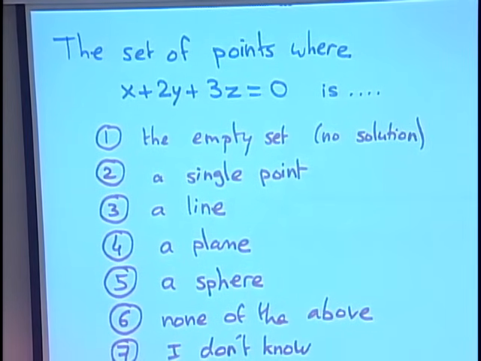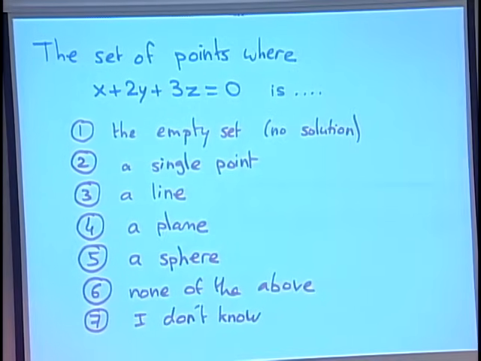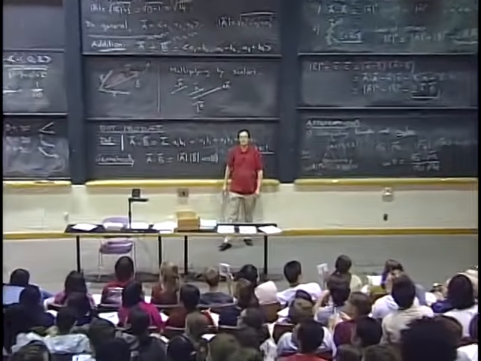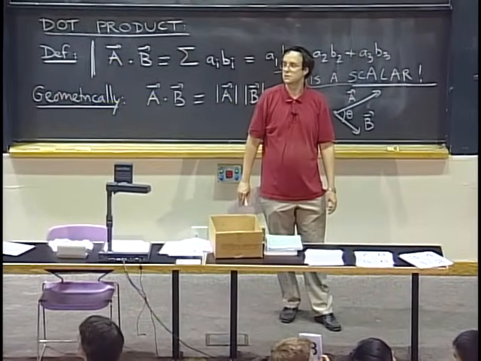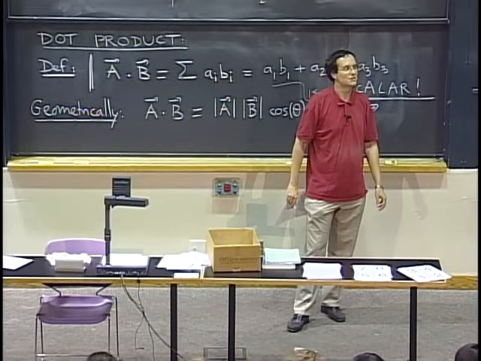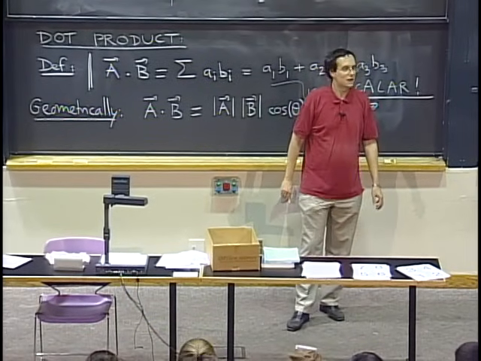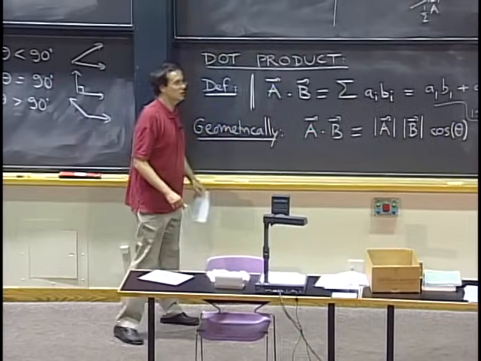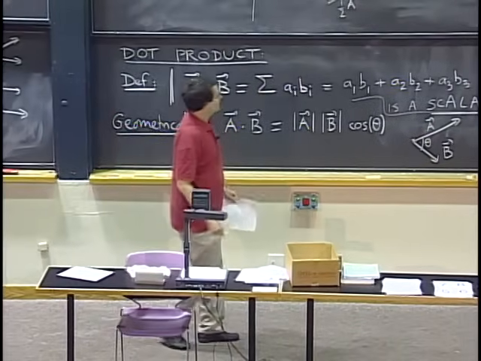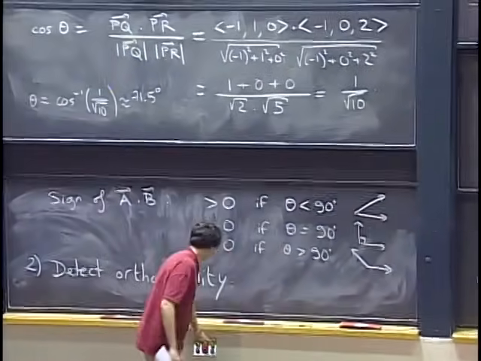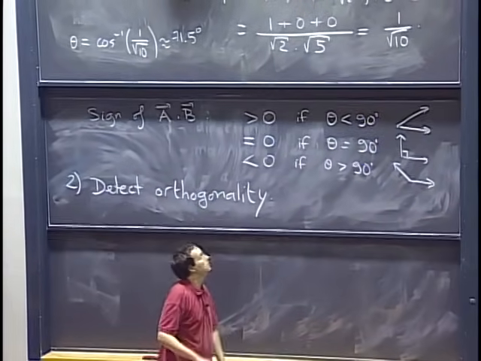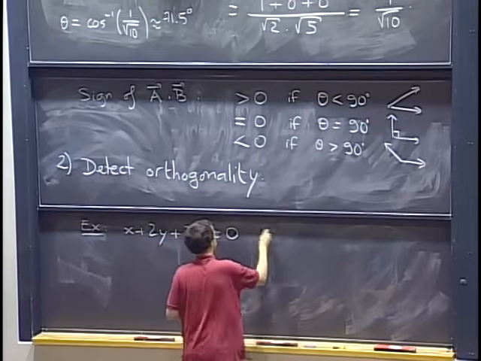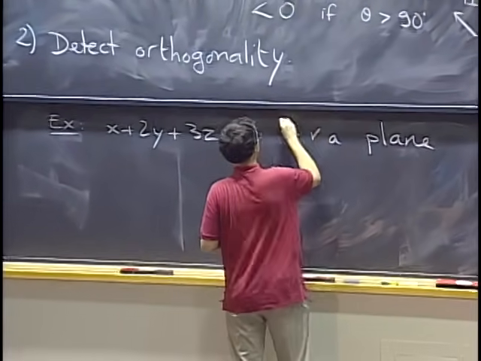And what do you think the set of solutions looks like if I give you this equation? So far I see 1, 2, 3 answers. I see various competing answers, and a lot of people voting for answer number 4. I see also some I don't knows and some other things, but the majority vote seems to be a plane. And indeed, that's the correct answer. So how do we see that it's a plane? I should say this is the equation of a plane.